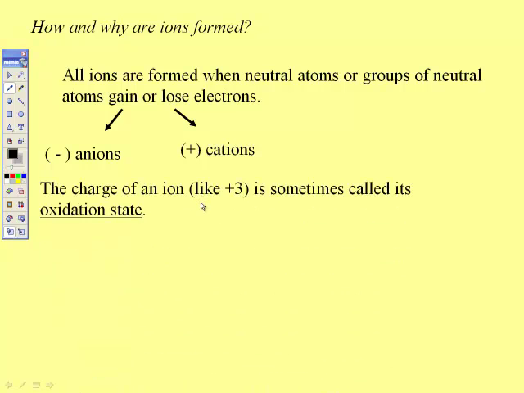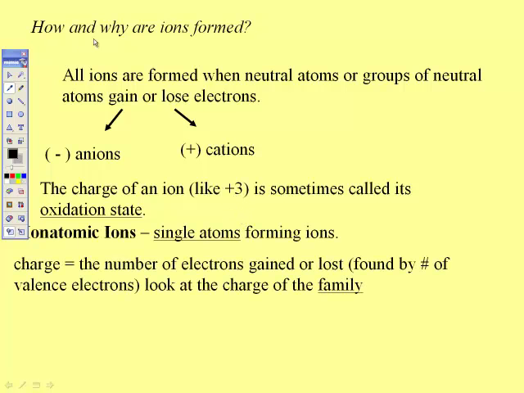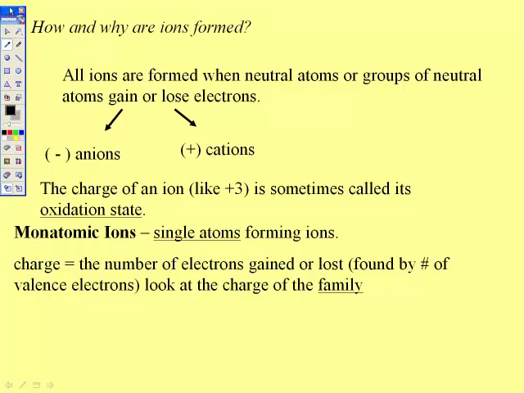So the charge, I want you to know, is sometimes called its oxidation state. On your periodic tables, the charges that are written in there are called oxidation states. Now, it's not technically the same thing, but for our purposes in this class, we're just going to assume that they're the same thing. So if there's a +3 charge, it's also known as that atom has a +3 oxidation state. Let's talk about monatomic ions first.